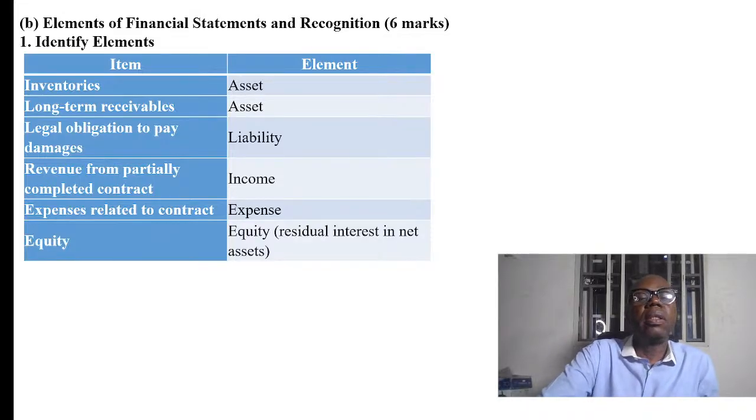Those answers answered the A question. Now B. Elements of financial statements and recognition.